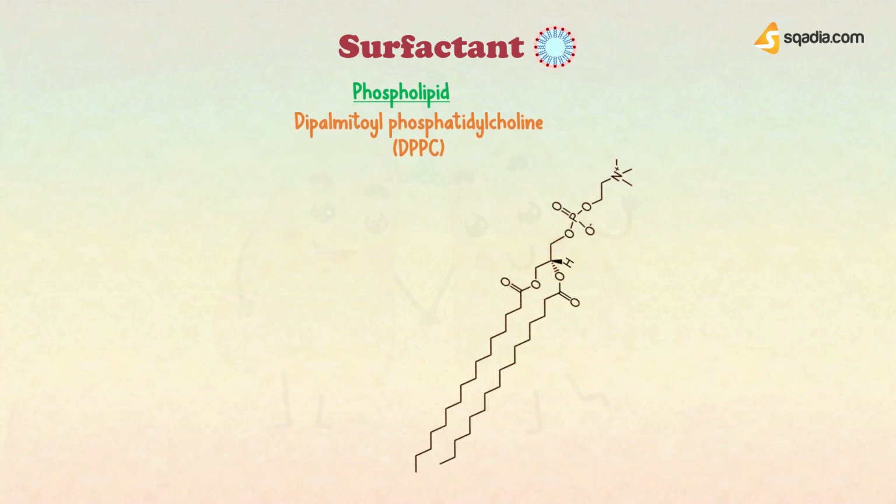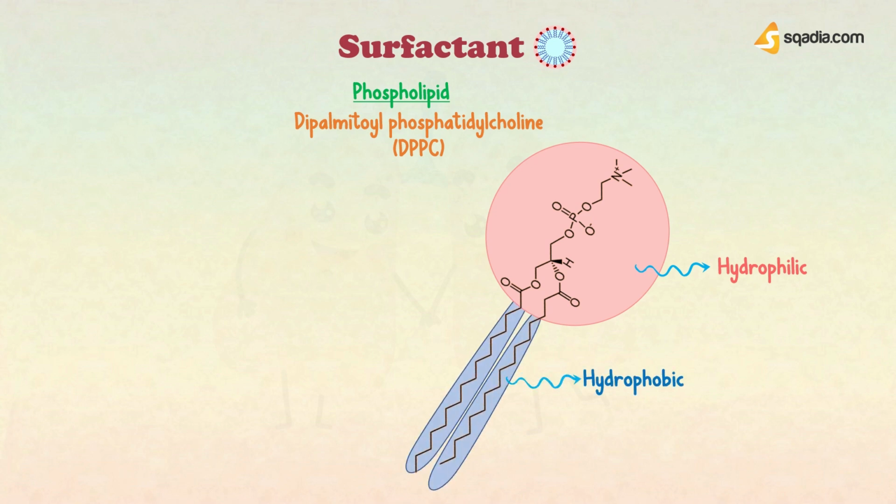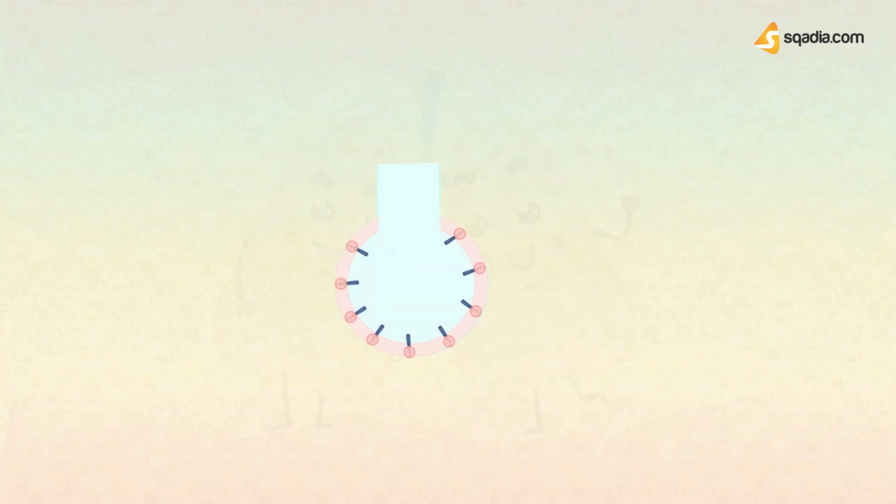Now, the phospholipid molecule, DPPC, in the surfactant has two portions. One portion of the molecule is hydrophilic. This portion dissolves in water and lines the alveoli. The other portion is hydrophobic, and it is directed towards the alveolar air. This surface of the phospholipid along with the other portion spreads over the alveoli and reduces the surface tension.